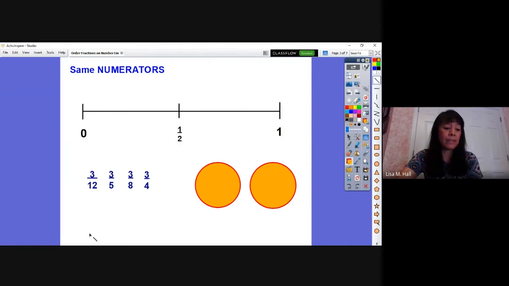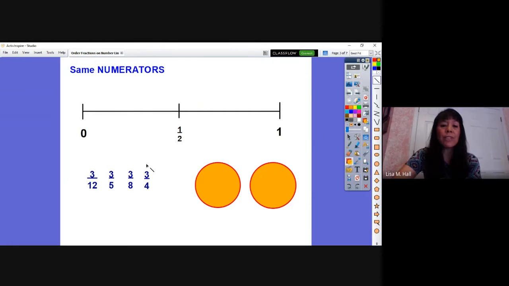My next problem is a little bit different. Now we have all the same numerators. We have 3/12, 3/5, 3/8, and 3/4. So we're looking at 3 pieces, but all of the pieces are not the same size. I'm imagining sharing a pizza with my friends. So if I have 3/12 of a pizza, there's 12 little pieces.